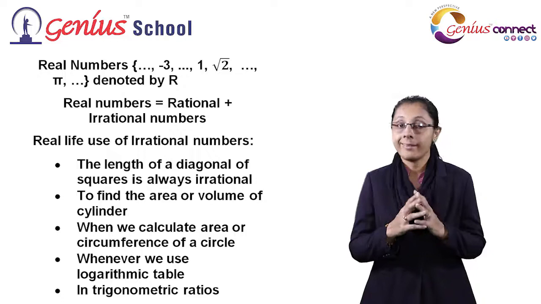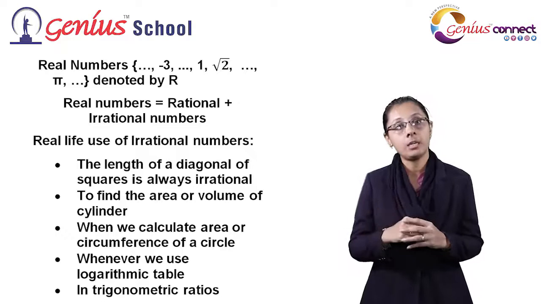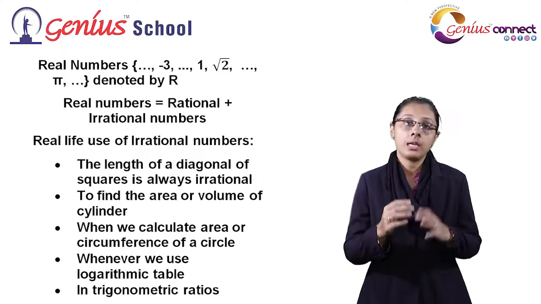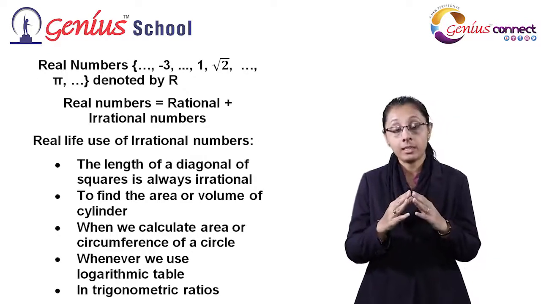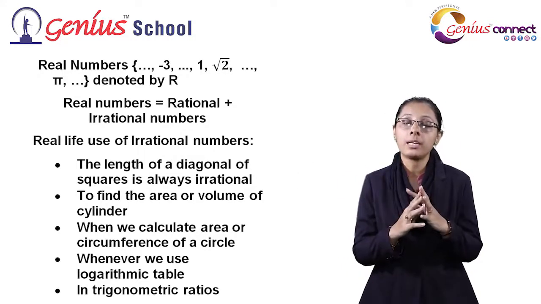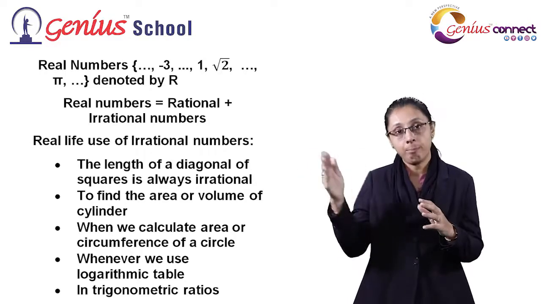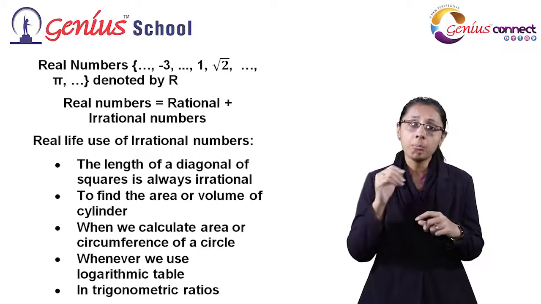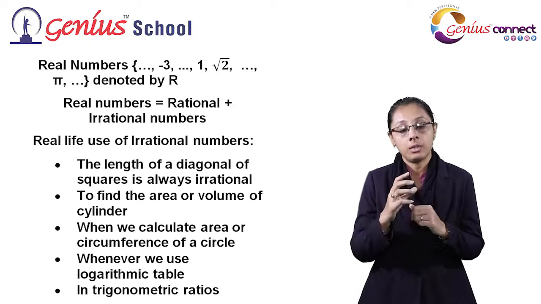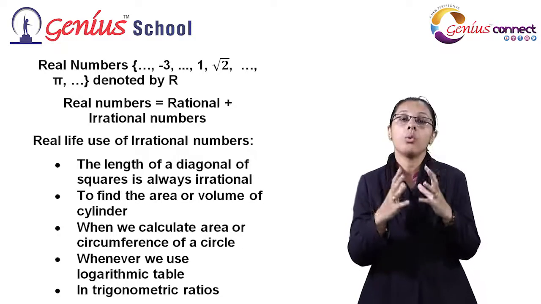So, the definition clarifies itself that the numbers which cannot be represented in the form of P upon Q are irrational numbers. What are they? The numbers which have non-terminating and non-recurring decimal places. That means if I write 1 upon 3, it is a rational number because it has a recurring value. The pattern repeats itself.